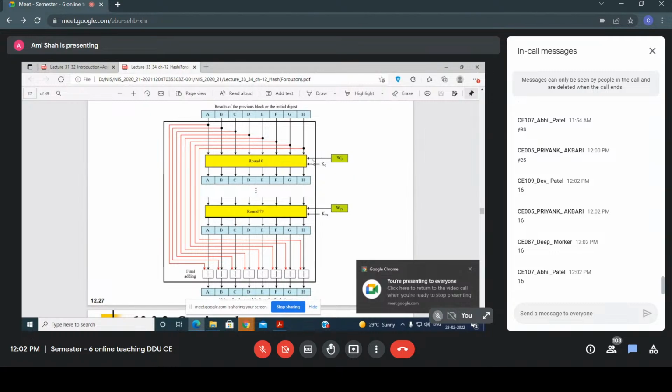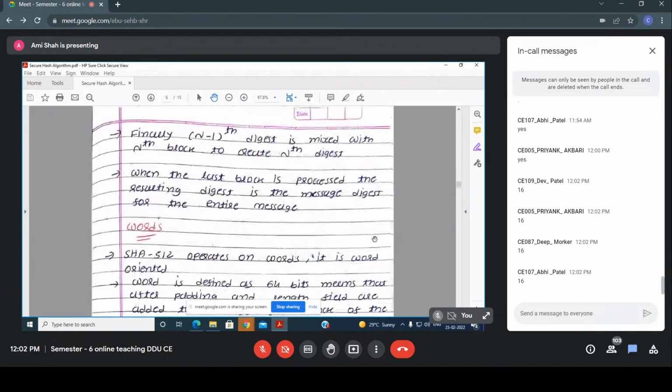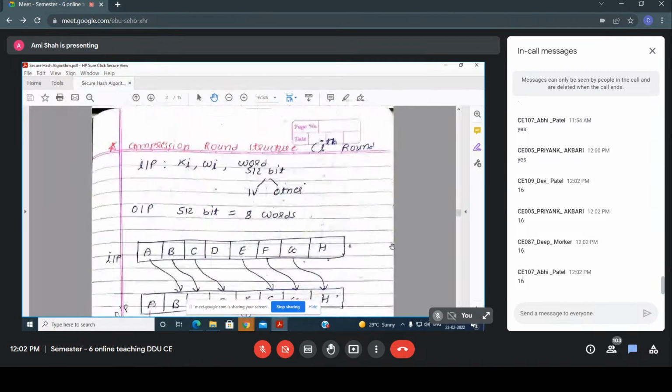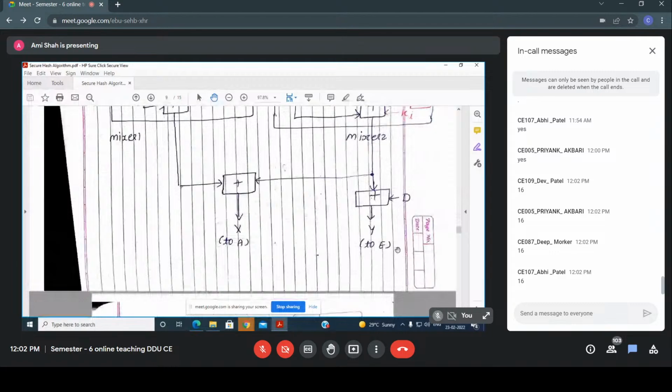Here w0 is used for round 0, w1 is used for round 1, w2 is used for round 2. Now once after w16, how am I achieving w17? For that you have to perform the word expansion. So how to perform the word expansion? For that, see this figure so you can understand.